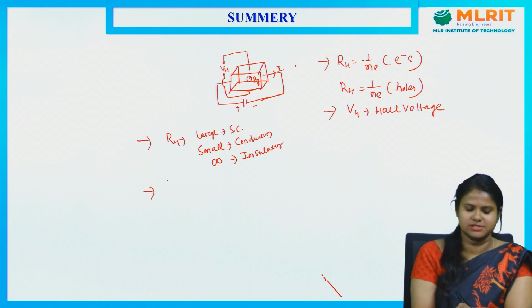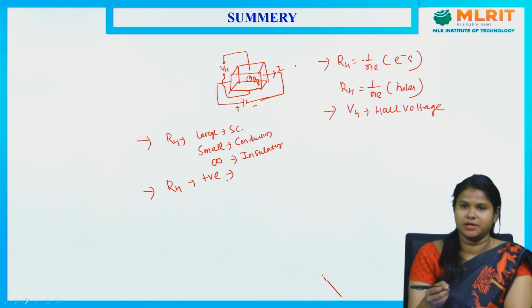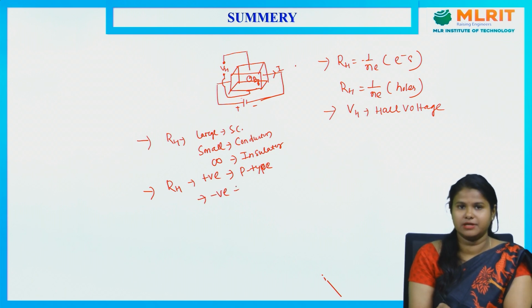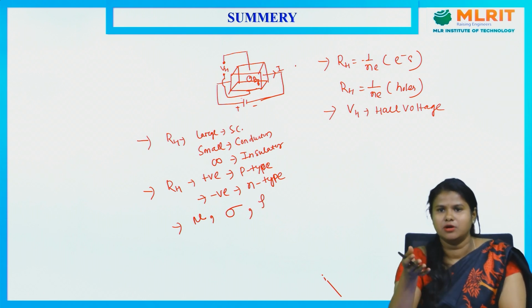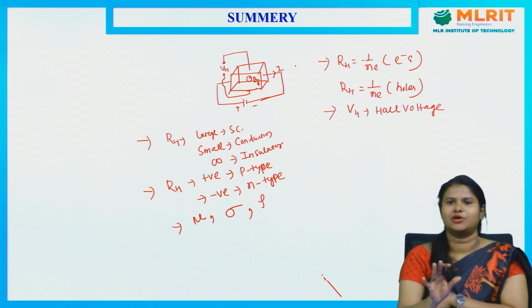Also, we discussed that if RH is positive, then in a semiconductor we can say it is a p-type semiconductor, and if it is negative, then it is an n-type semiconductor. Also, we can find the value of mobility, conductivity and resistivity if we know the Hall coefficient. So this is all about this lecture.